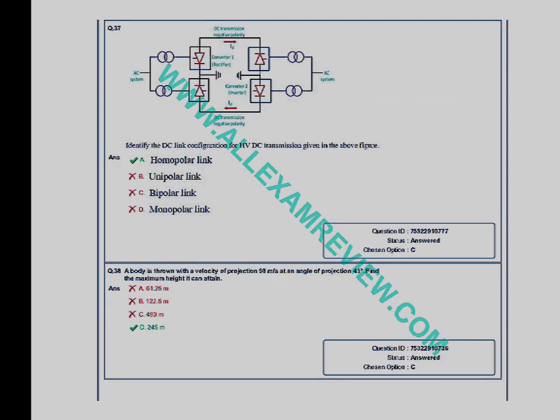Question number 37. Here homopolar link. You see, and you must know about such thing. Homopolar link. What is unipolar link? What is bipolar link? What is monopolar link? You have to know. You are electrical engineer.